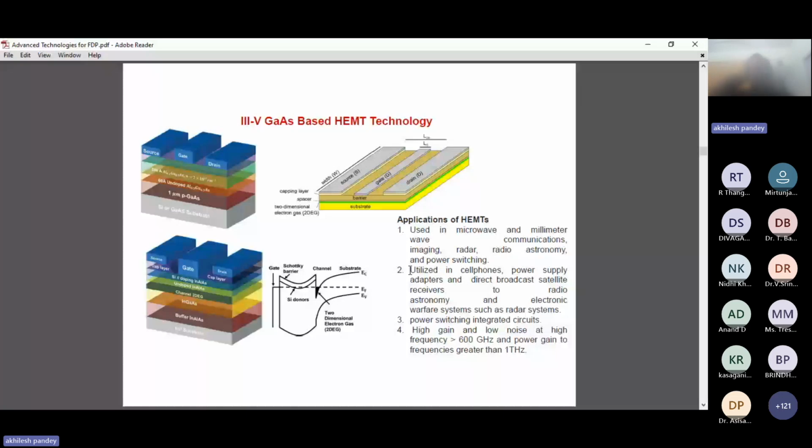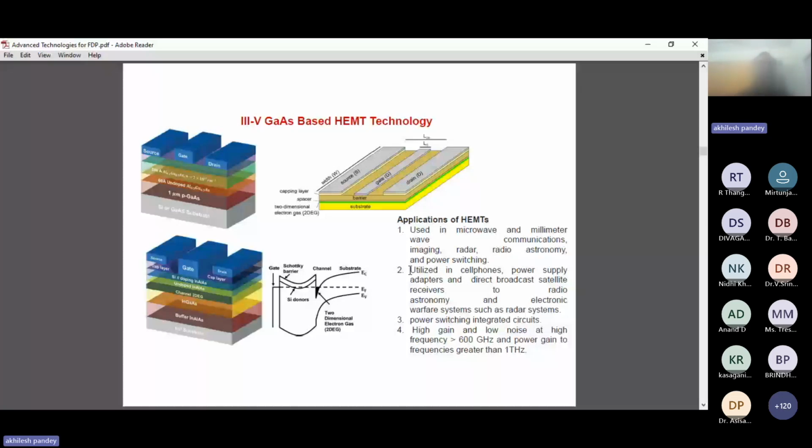So gallium arsenide technology people have already used. It is not in the R&D section because up to 2010 or 15 it has been saturated. So people have come onto gallium nitride, and right now people have started to work on gallium oxide. So these types of HEMT technologies are at the stage where people have started working.